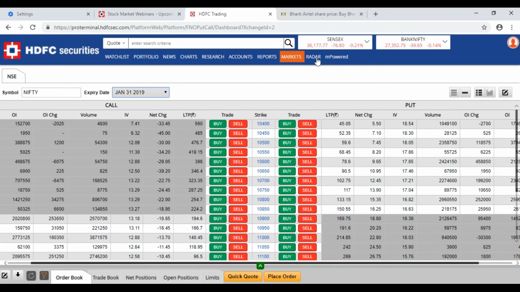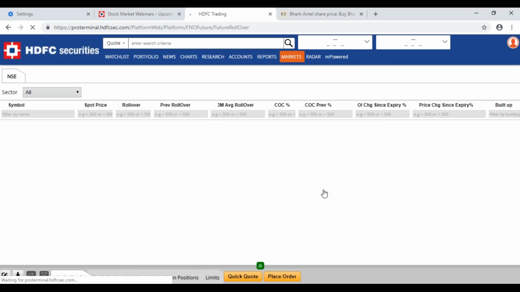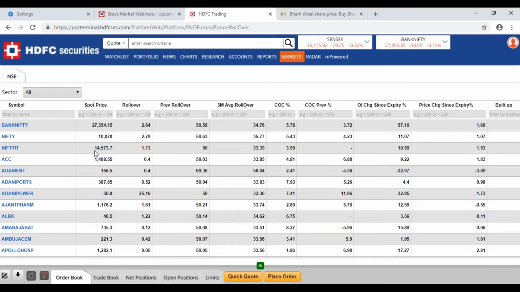Moreover, for advanced traders, we do have something called a future rollover. So this future rollover is a tedious process. I'm sure our investors would be knowing it. It's a tedious process to calculate. ProTerminal gives it to you in one click. Right here, you can see what was the rollover, what is the previous rollover, and what has been the 3 months average rollover. So all this information, you get in one click. You can take it and you can take your informed decision.